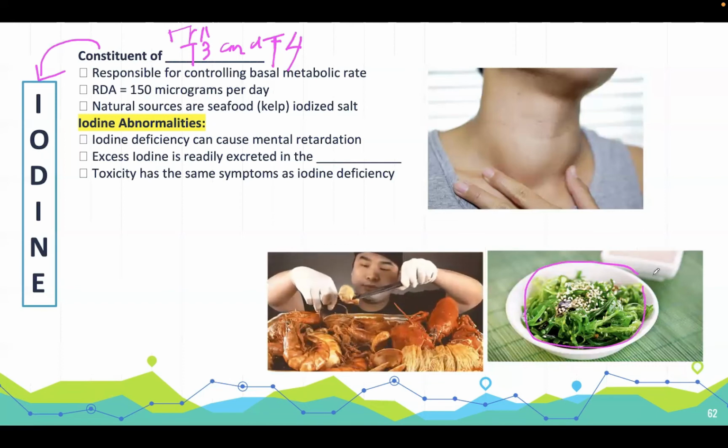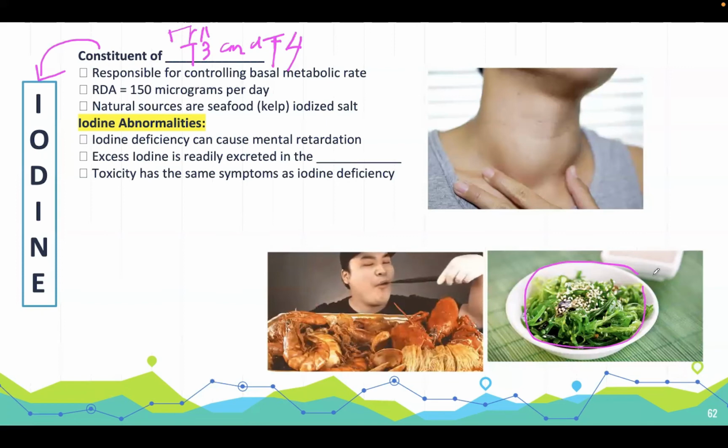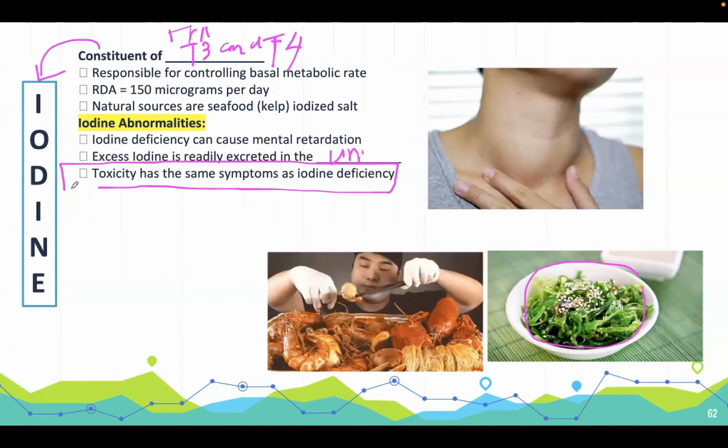So when you encounter iodine abnormalities, automatically think that it has something to do with the thyroid. Thyroid diseases, because iodine deficiency can cause mental retardation, and excess iodine is readily excreted in the urine. So toxicity has the same symptoms as iodine deficiency. So if asked, is there a difference in the clinical features, signs and symptoms, of patients with deficiency and toxicity of iodine? Is there a difference? None. They feel the same.